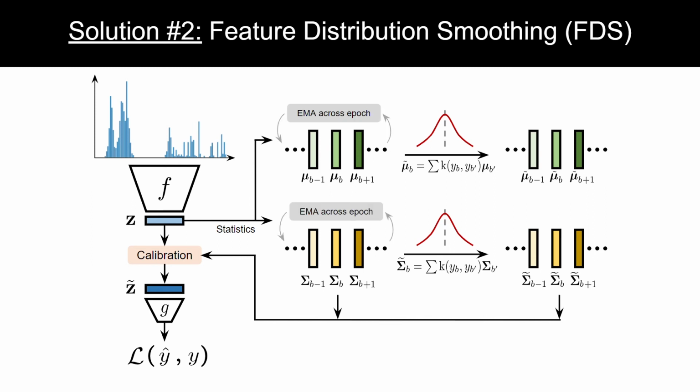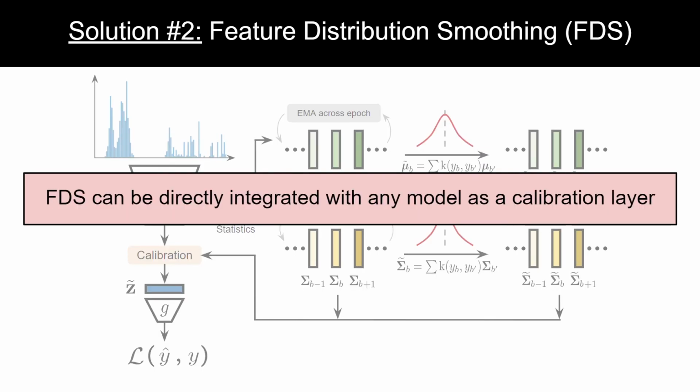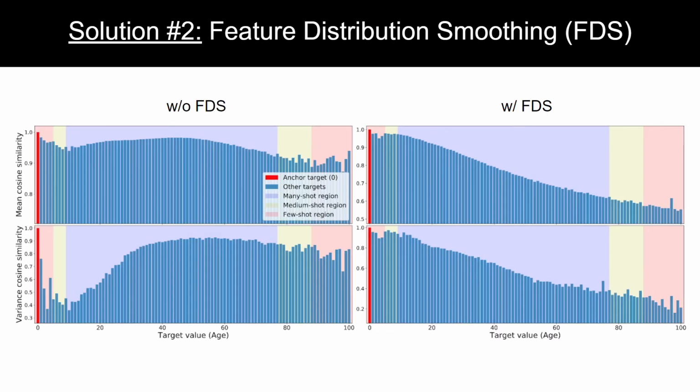Finally, to obtain more stable and accurate estimation of feature statistics during training, we employ a momentum update of the running statistics across each epoch. We also highlight that FDS can be integrated with any neural network model as well as any past work on improving label imbalance.